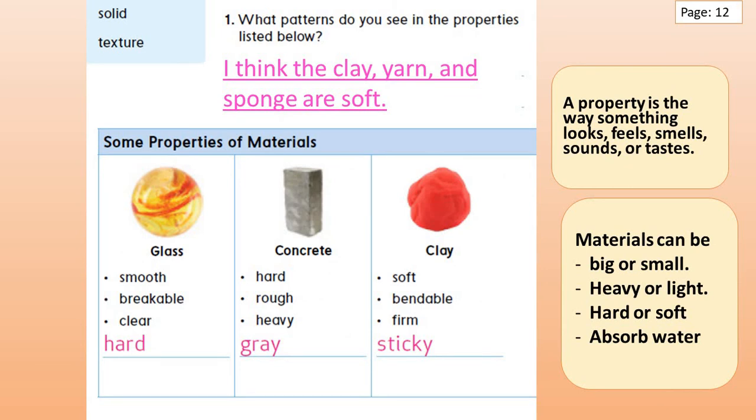Let's answer this question. Page number 12. What patterns do you see in the properties list below? We see that the clay, yarn, and the sponge are soft. That's right. So please, grade 2, be sure to write this answer on your book, page number 12.